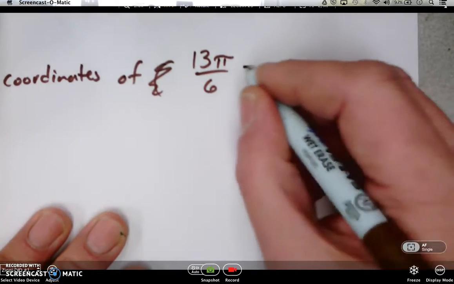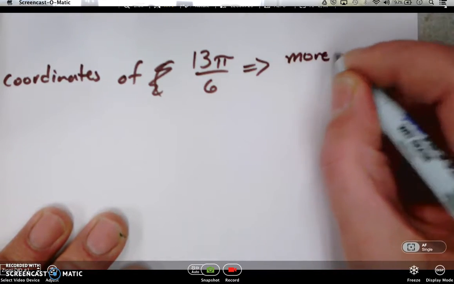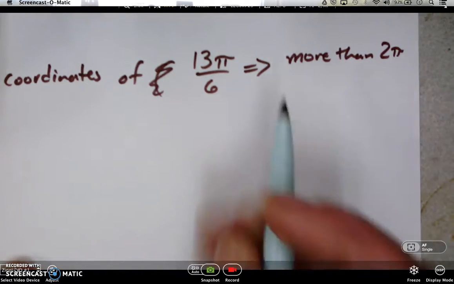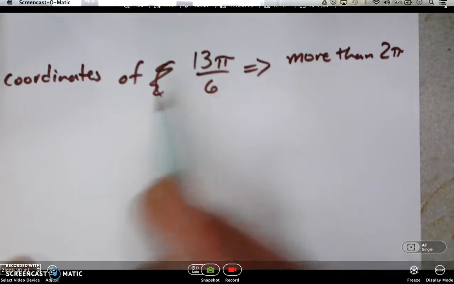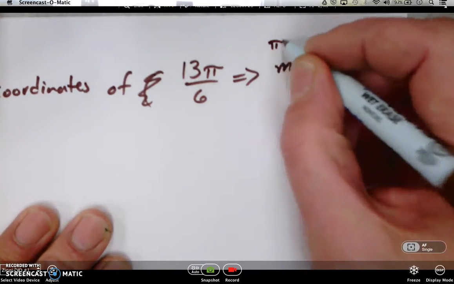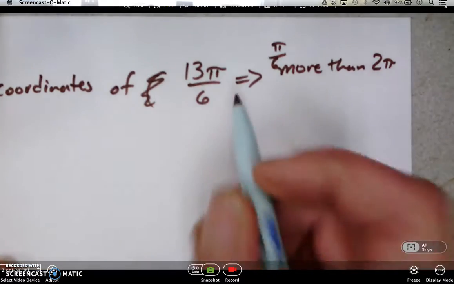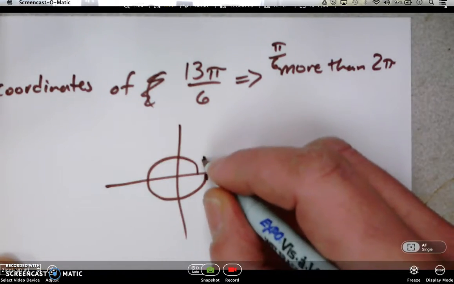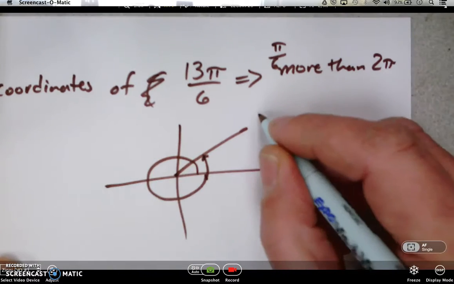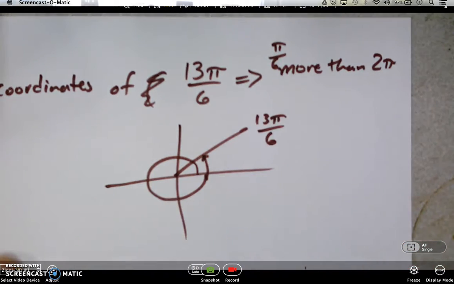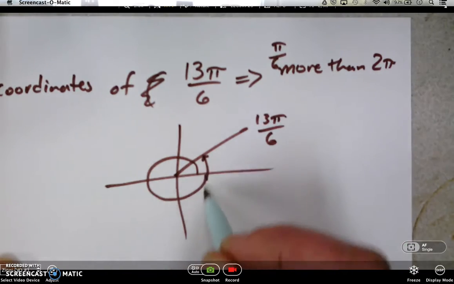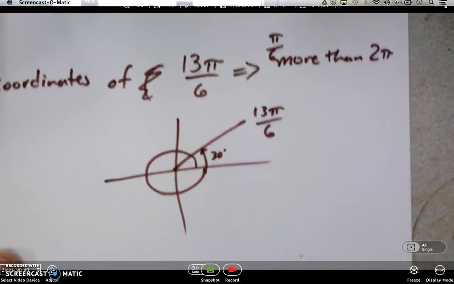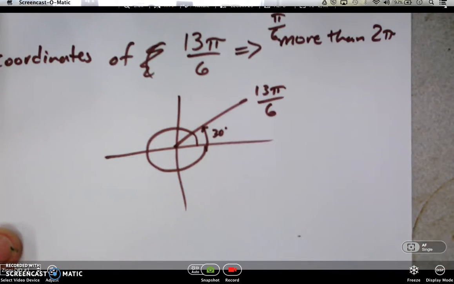Okay, the way I think of this is it's more than 2 pi, because 12 over 6 would be 2 pi. This is more than 2 pi. In fact, it's pi over 6 more than 2 pi. So it's like 2 pi plus pi over 6. So you're going to go around 2 pi and then an extra pi over 6. That will give you 13 pi over 6. Okay. Doesn't matter at all that we went all the way around. Doesn't matter. All we care about is we ended up with a 30-degree reference angle.